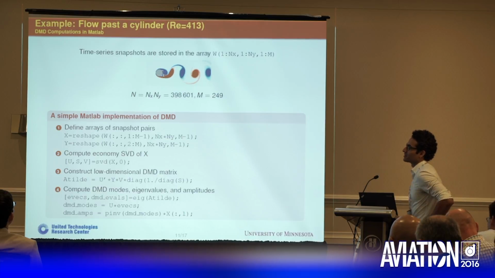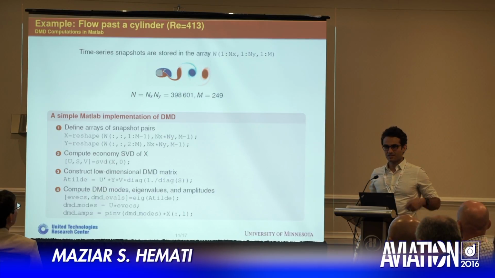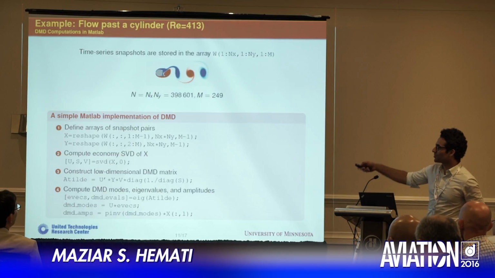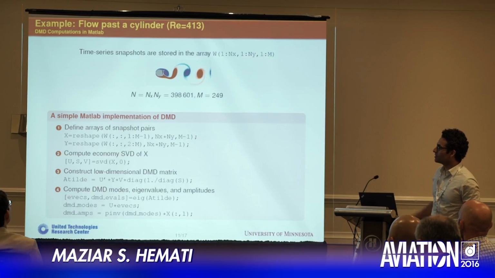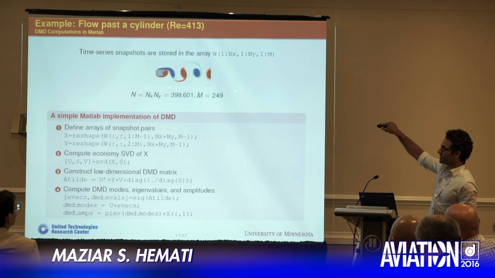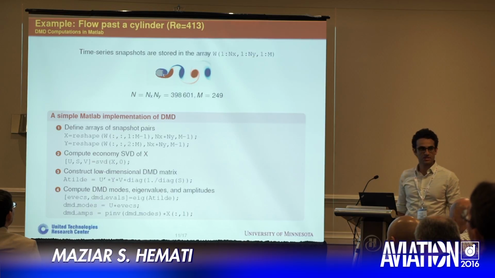Thank you, Matt. So we just had this synopsis of the algorithm. We'll just summarize it over here. Again, what we're interested in doing is applying DMD to the snapshots from the cylinder flow.